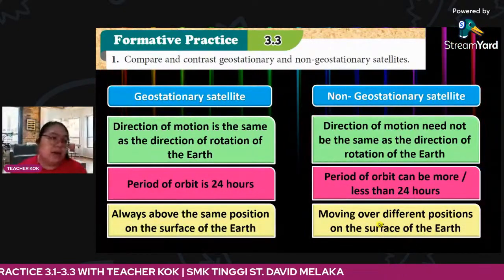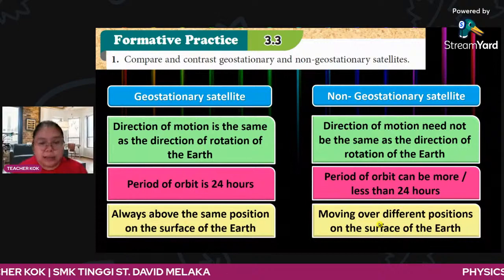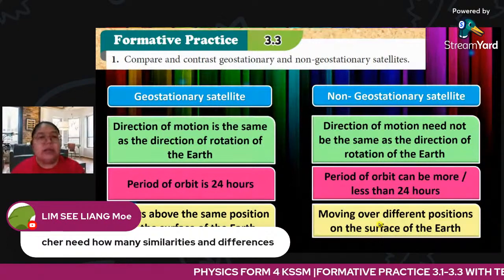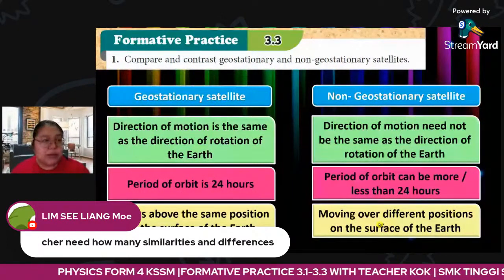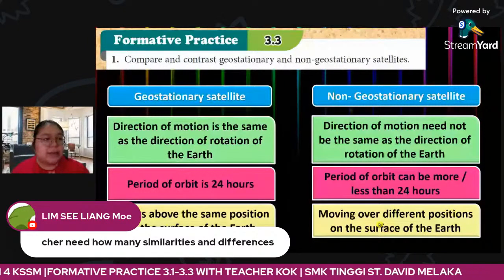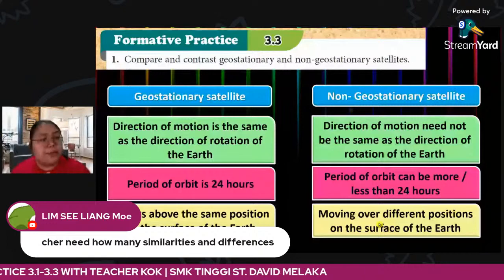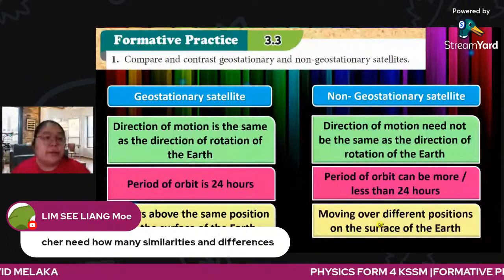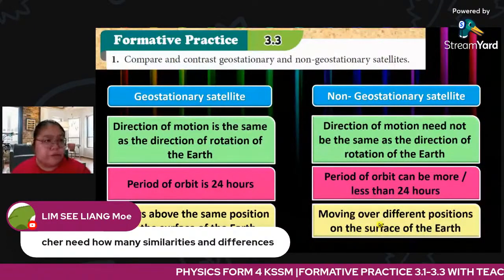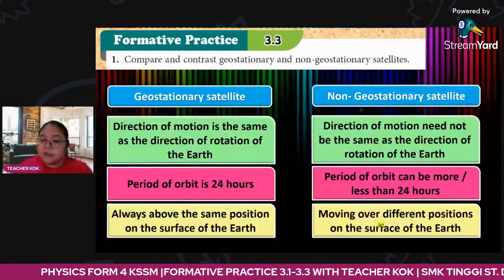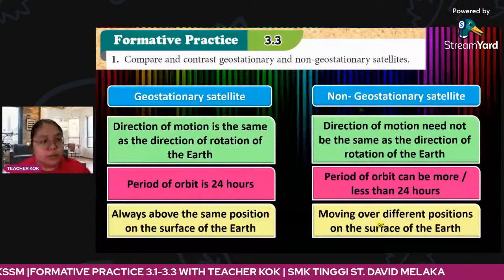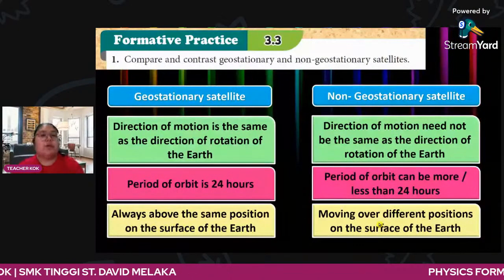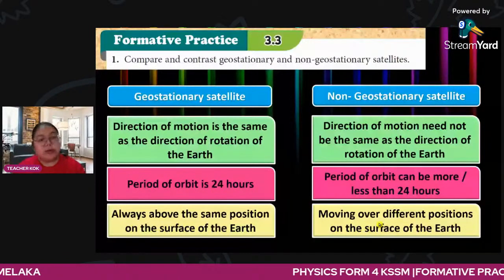Okay, so from here, how many similarities and differences do we need? Good question from Celia. It depends on the marks. If the question gives you 4 marks and they want similarities and differences, you give 2 similarities and 2 differences. If the question only wants similarities, then you put 4 similarities for 4 marks. Normally 1 point is 1 mark. So if they want 4 marks, you need at least 4 points. This is how we answer the question structure; we depend on the marks.